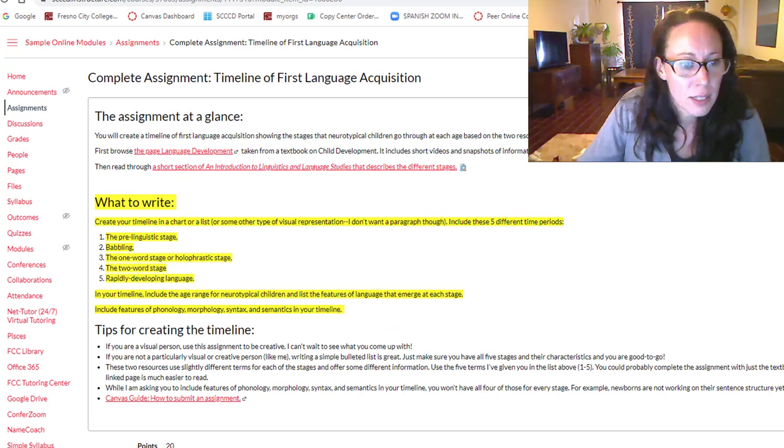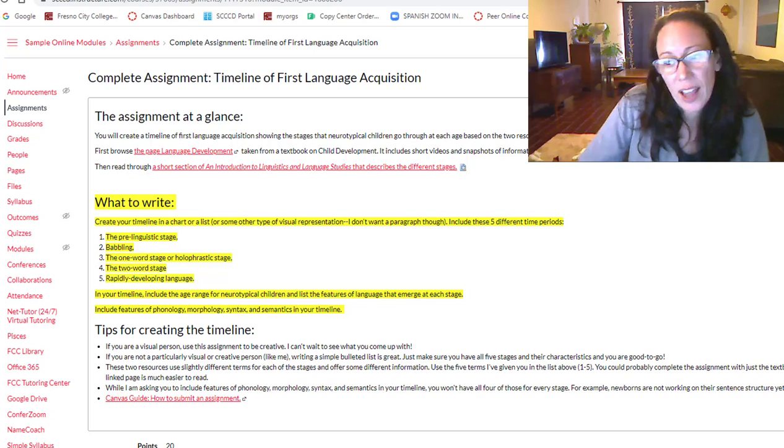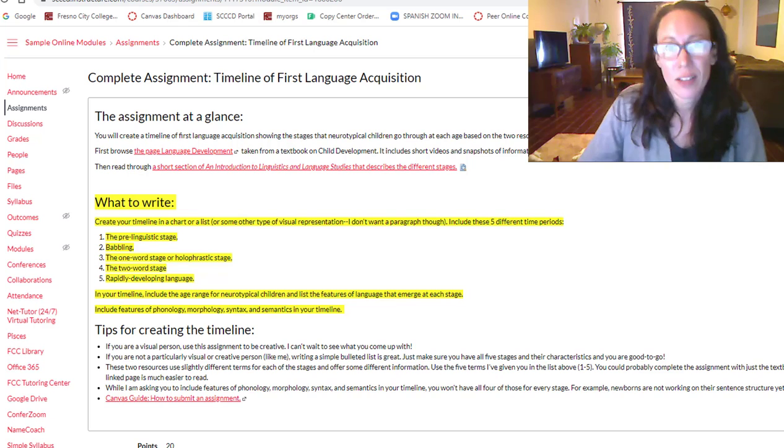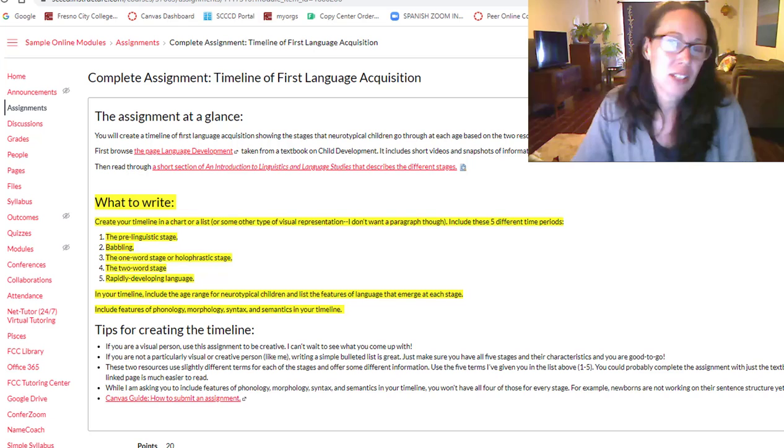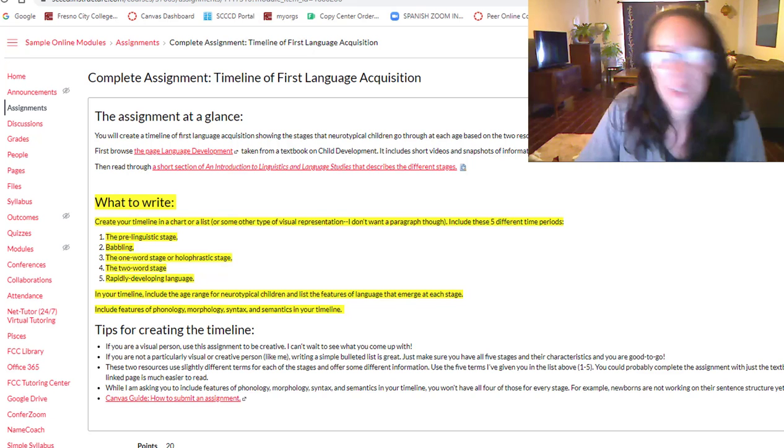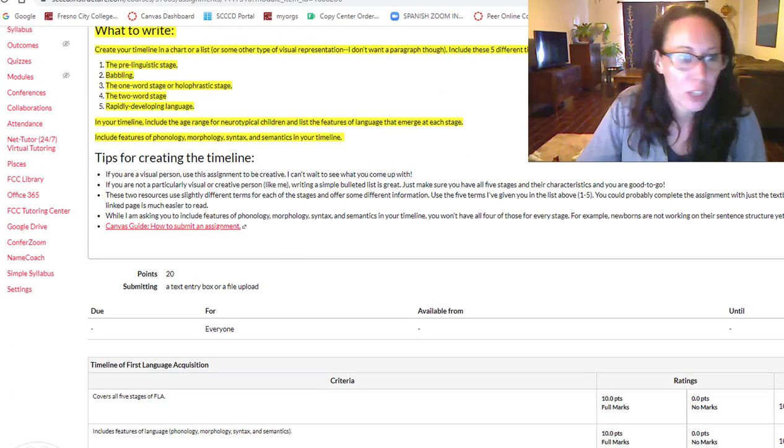The next assignment is a timeline of how babies acquire their first language. So for this assignment, I'm asking you to get a little creative if you can. I love this one because I'm not really a visually creative person, so I love to see what you guys come up with, the different timelines. And if that's just too much for you, you're just not really inclined to work like that, just give me bullet points. That's perfectly fine. Just make sure that you get all the stages in there and their descriptions.